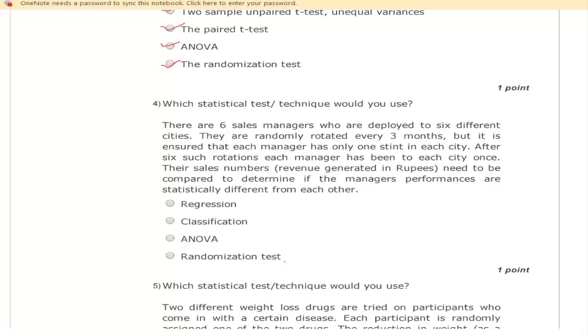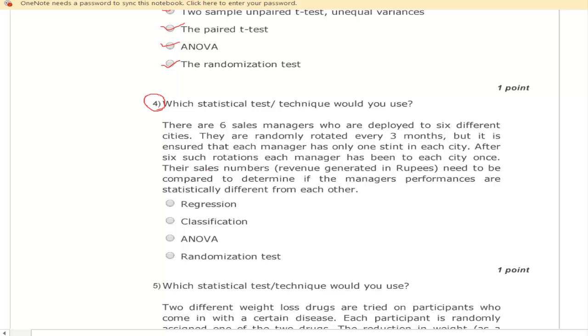They are randomly rotated every 3 months, but it is ensured that each manager has only 1 stint in each city. After 6 such rotations, each manager has to be in each city once. Their sales numbers need to be compared to determine if the managers' performance is statistically different from each other.